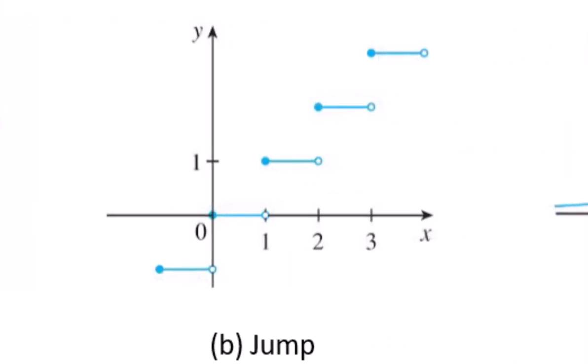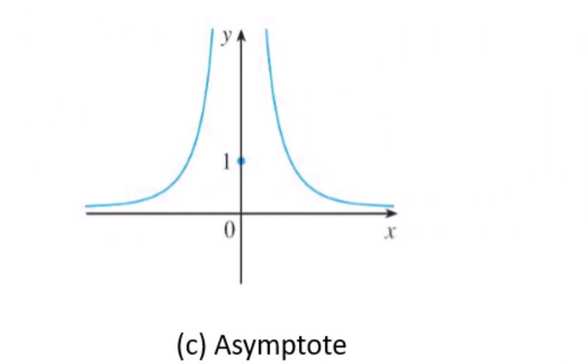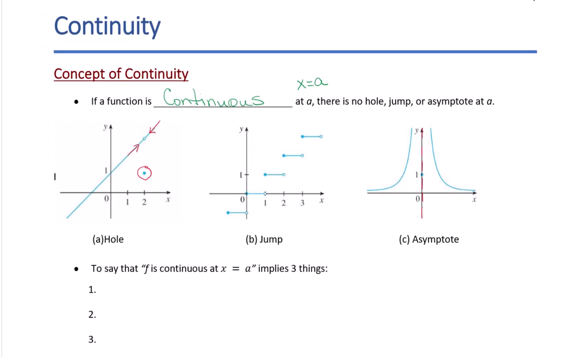In example B, there are jumps. We obviously cannot graph that without lifting our pencil. Also at C, you have an asymptote. It looks like it's here at x equals 0. You would have to lift your pencil after drawing the left branch in order to draw the right branch. None of these functions are continuous.